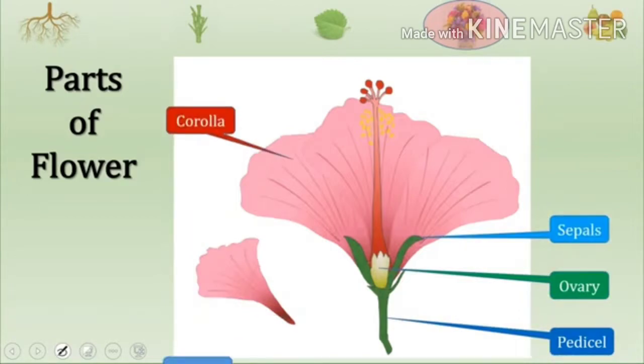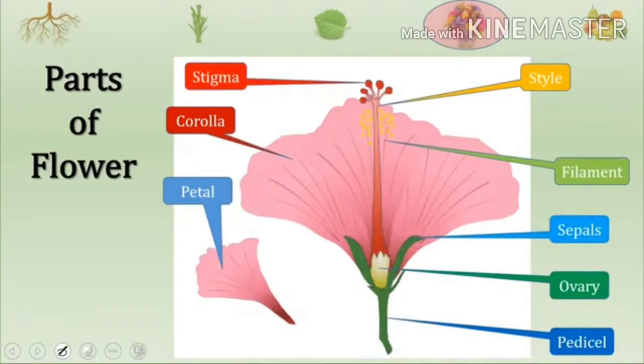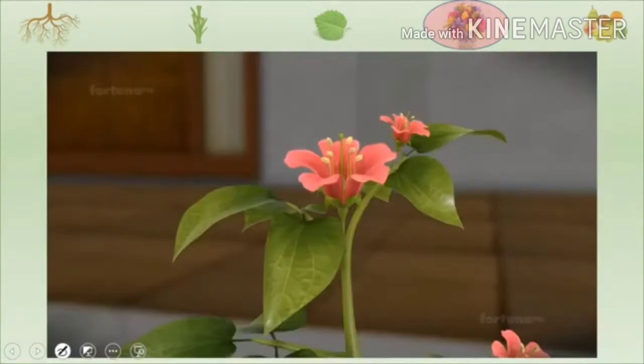Okay, now this, which you can see in there, is the corolla. The next parts are the petals, the style, filaments and the stigma; this upper part is called the stigma. Then you can see the yellow colored dot, that is the anther. So these are all the parts of our flower. Now we'll see what the functions of these are.